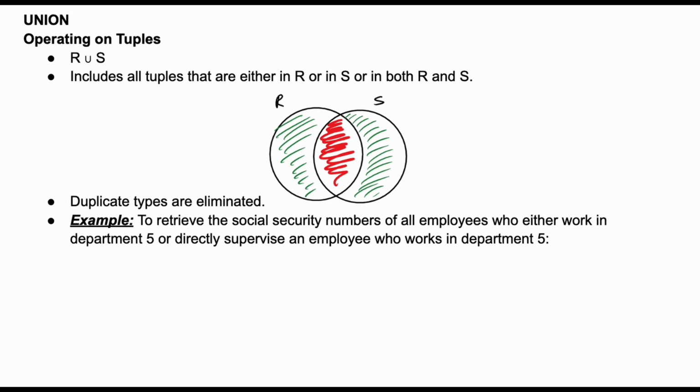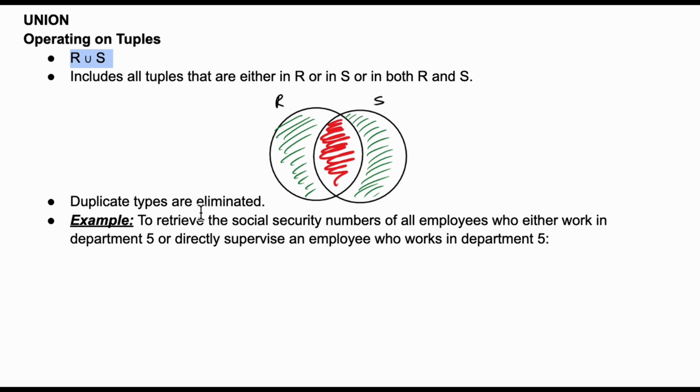For database management systems, we're looking at a union now. So we have an operation on tuples. This is what we're going to be looking at. We have the union of R and S. These are like two different elements. And we want to include all tuples that are either in R or in S, or in both R and S.